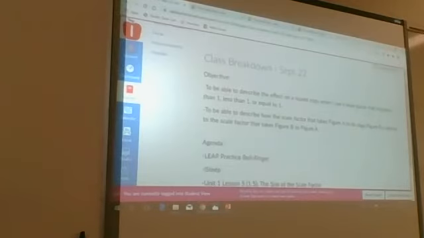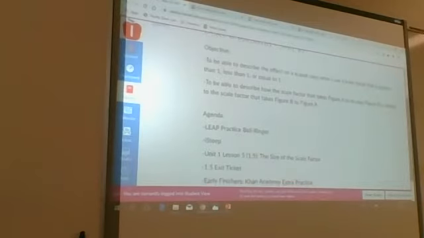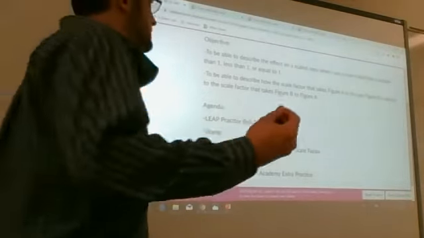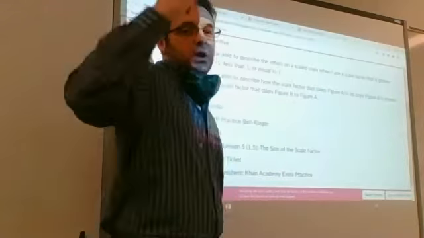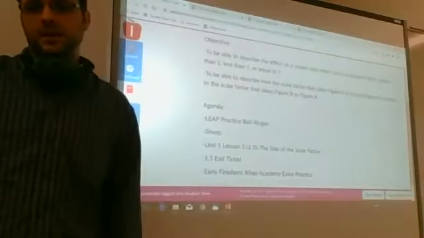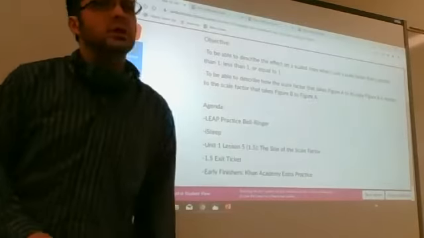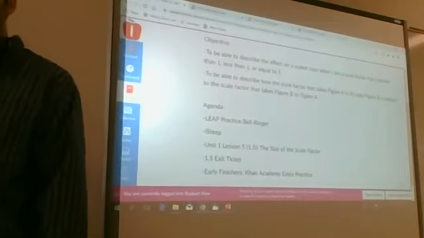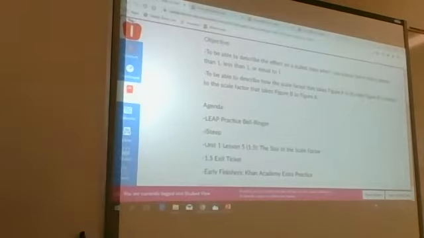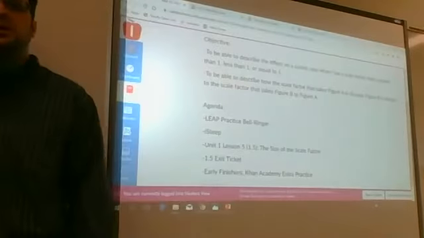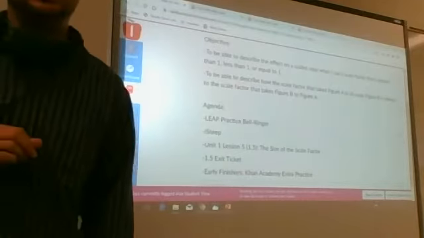So our objective for today is that we should be able to describe the effect on a scaled copy when you use a scale factor that is greater than 1, a scale factor that is less than 1, or a scale factor that is equal to 1. Now, I've already touched on this before, so those of you who've been following the unit work so far, this will probably seem really simple to you.